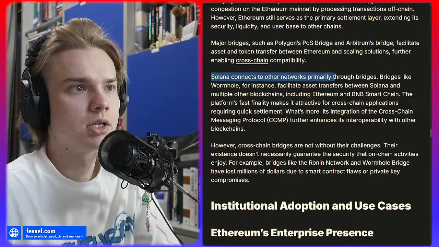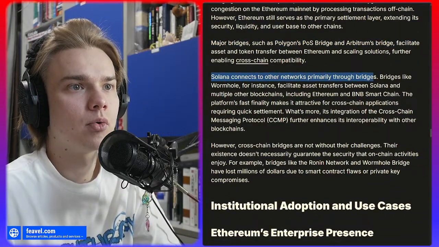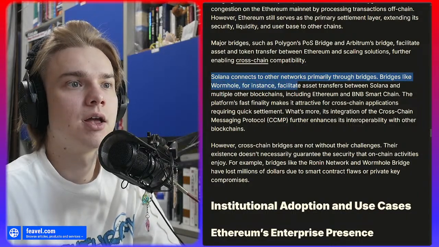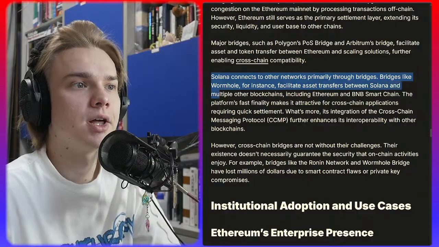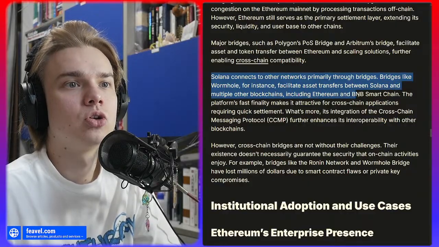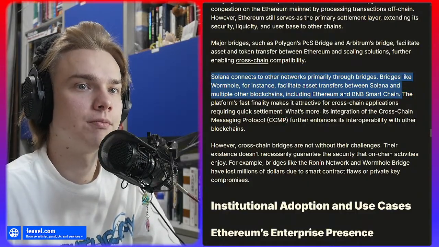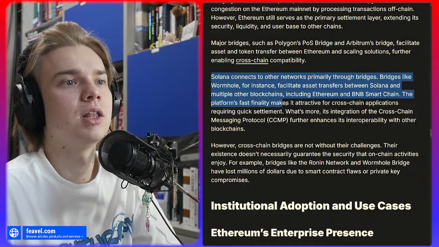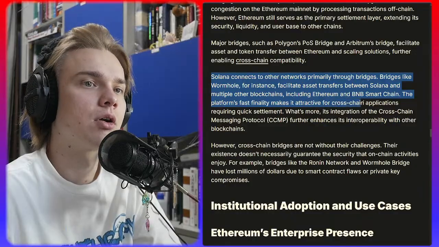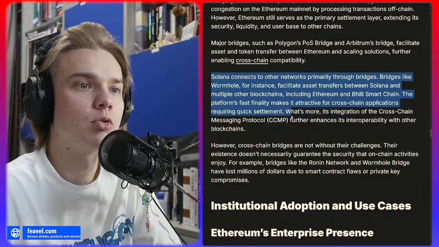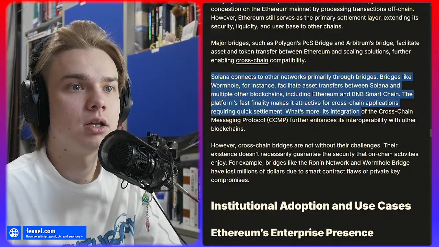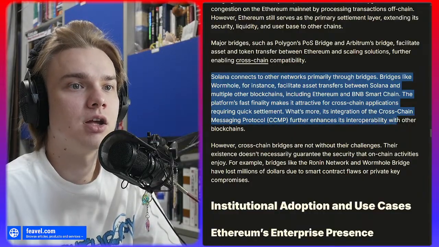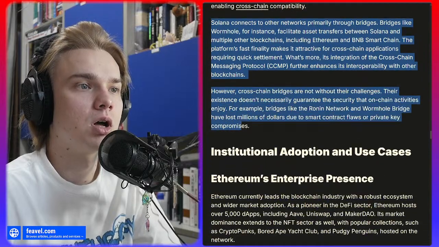Major bridges. Solana connects to other networks primarily through bridges. Bridges like Wormhole, for instance, facilitate asset transfers between Solana and multiple other blockchains, including Ethereum and BNB Smart Chain. The platform's fast finality makes it attractive for cross-chain applications requiring quick settlement. What's more, its integration of cross-chain messaging protocol (CCMP) further enhances its interoperability with other blockchains.